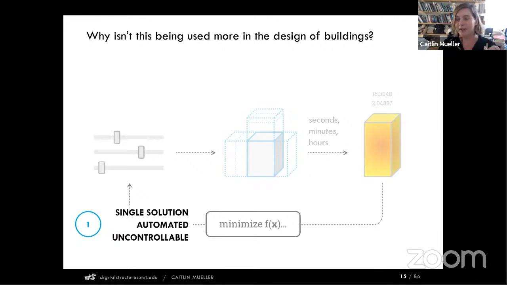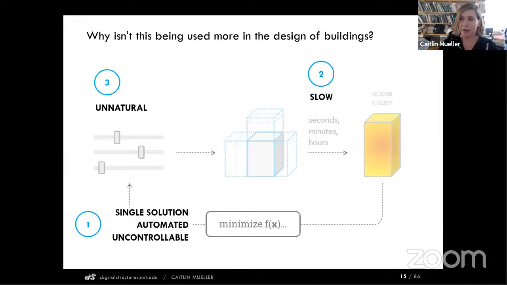In many cases, that's intentional. But for the design of a building, that's not what we want. We want to be able to interact with the process and have some say in what's happening. The process can be very slow compared to the way a human designer typically works. We don't want to wait hours or days or weeks. We want something that's instantaneous.